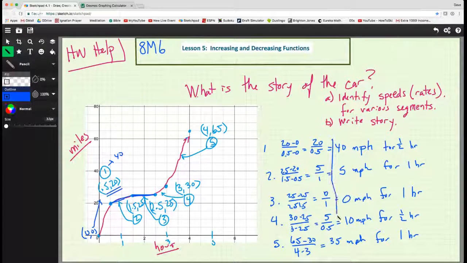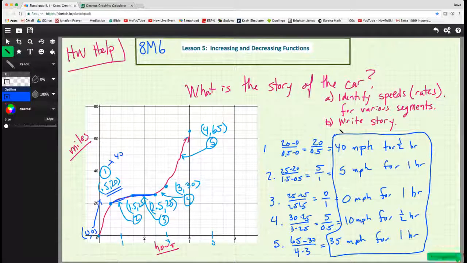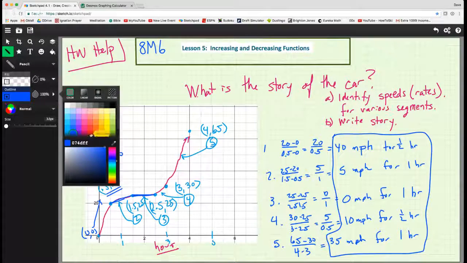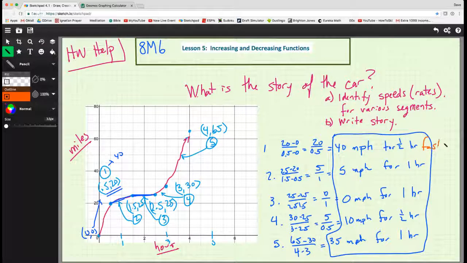So here's what happened with our rates. Now we can write a story. So let's write the story. And you can think about it. If we go 40 miles an hour, we're going kind of fast. Let's just write this here. We go fast, then we slow, then we stop, then we go slow, then we go fast, right? And you can see that. It's a steep curve. Shallow, stopping, shallow, and then steep again, which means fast, slow, stop, slow, fast. Hopefully this is making some sense to you.